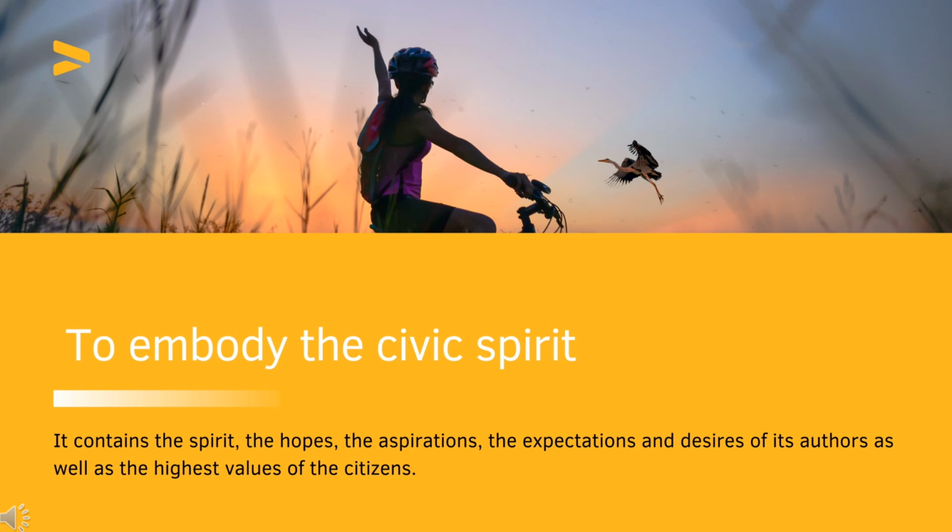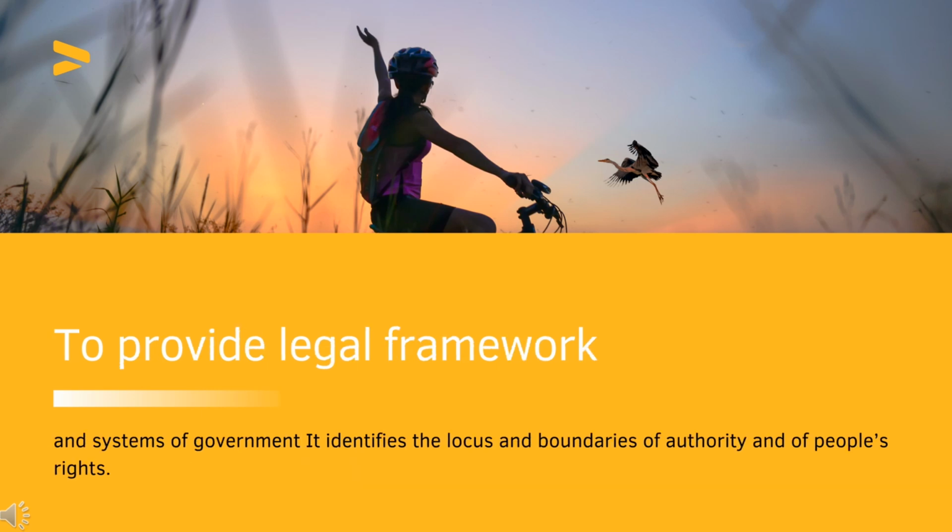Number 2 is to embody the civic spirit. It contains the spirit, the hopes, the aspirations, the expectations, and desires of its authors as well as the highest values of the citizens. And the last one is to provide a legal framework and system of government. It identifies the focus and boundaries of authority and of people's rights.